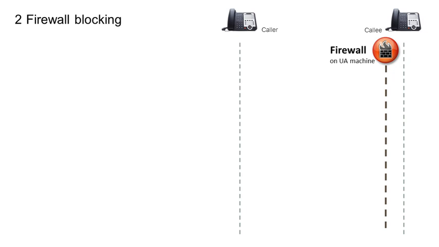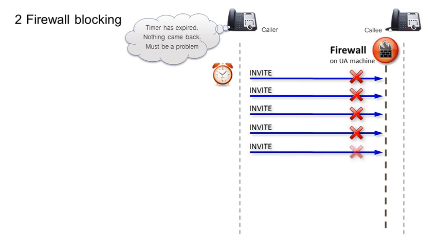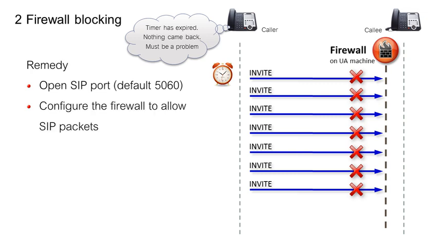If a firewall doesn't trust an incoming request, it will be blocked. The upstream timer will of course fire and the request will be resent, only to be blocked again. No matter how many times the request is sent, the firewall will continue to block and it won't get through. The remedy is to open the SIP ports on the firewall or configure the firewall to allow SIP packets generally.